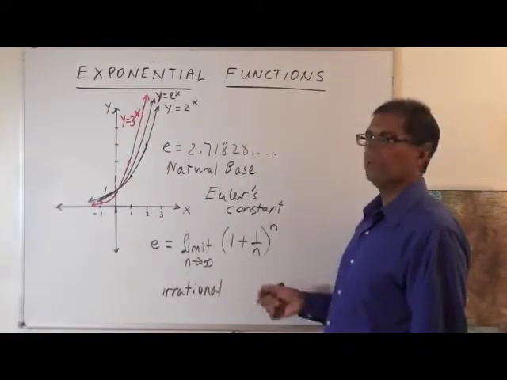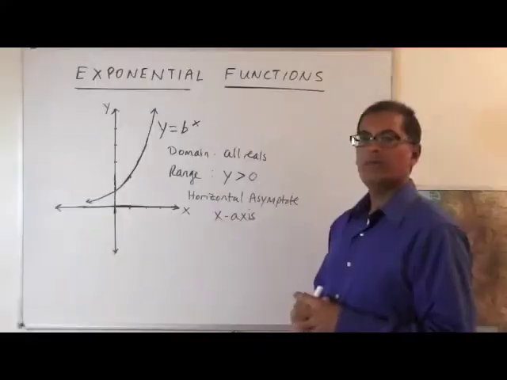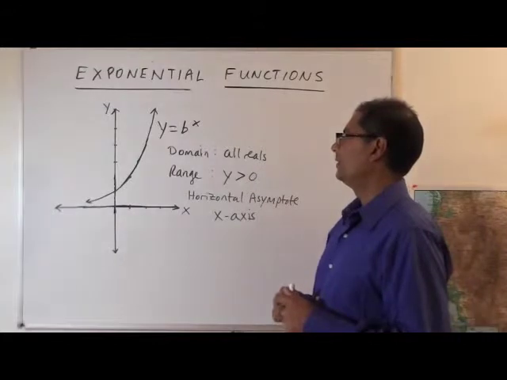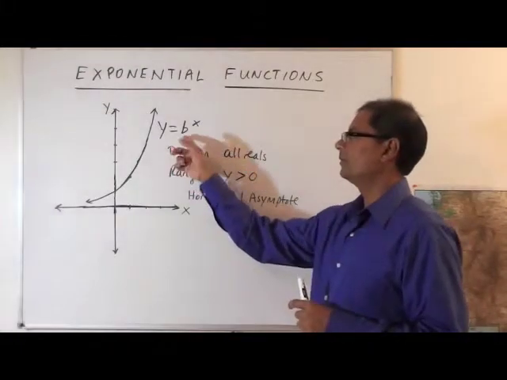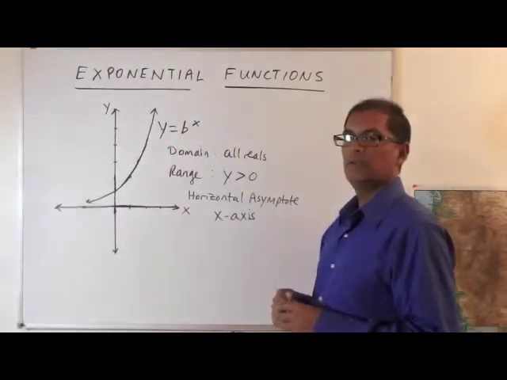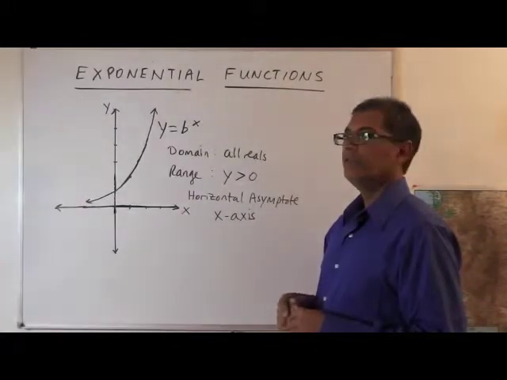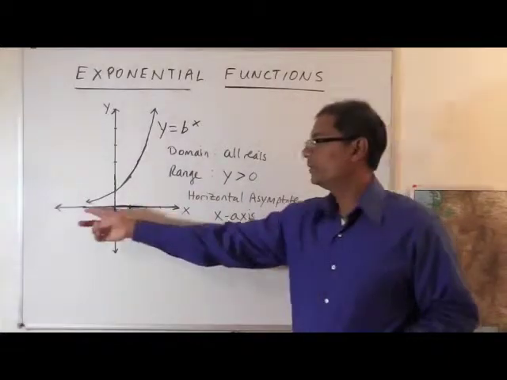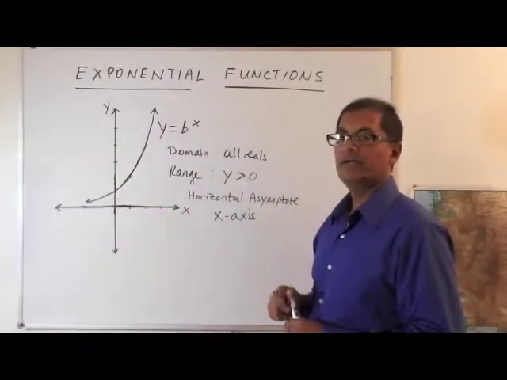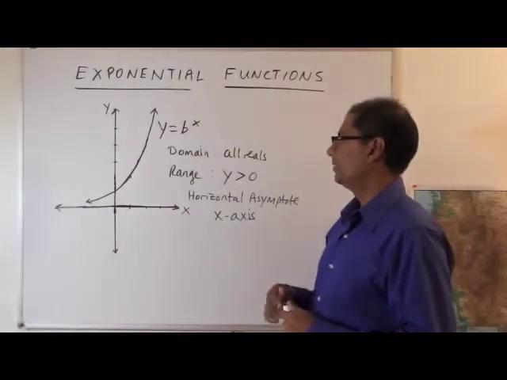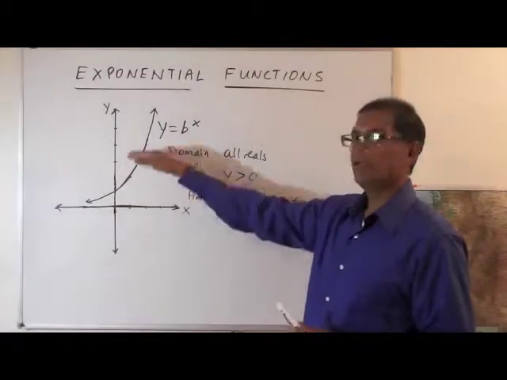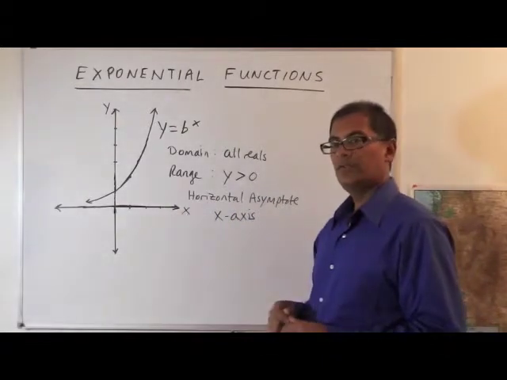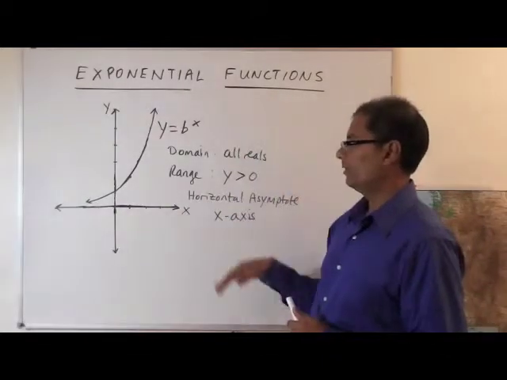So let's look at the properties of these exponential functions. So here we have the basic exponential function, y equals b to the x. The domain of this function is going to be all reals. So you can put in any x value for x. And the range is y greater than 0. So notice it is never going to hit that x-axis, so y is going to be greater than 0.